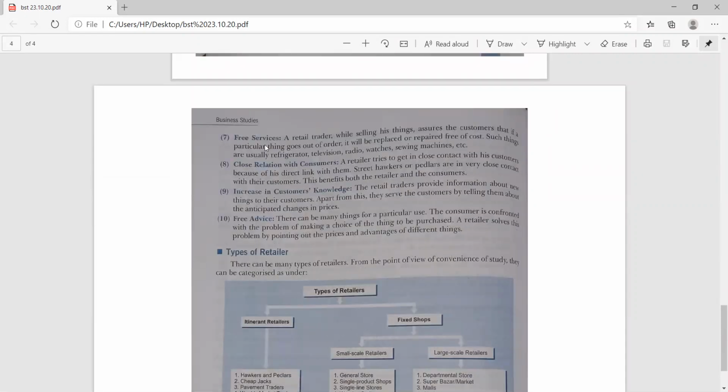Now, free services. A retailer, while selling things, assures the customer that if a particular thing goes out of order, it will be replaced or repaired free of cost. Such things are usually like refrigerator, television, radio, watches, sewing machine, etc. These types of facilities are also provided by them.